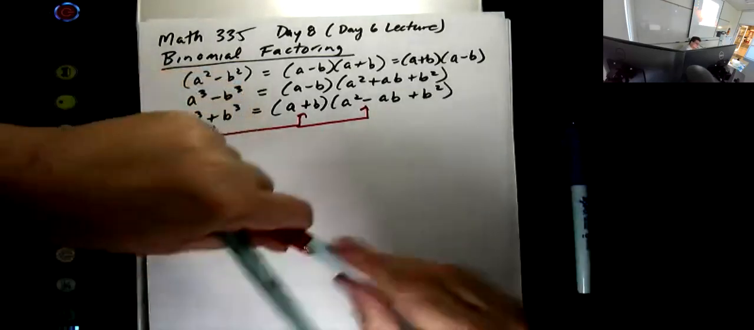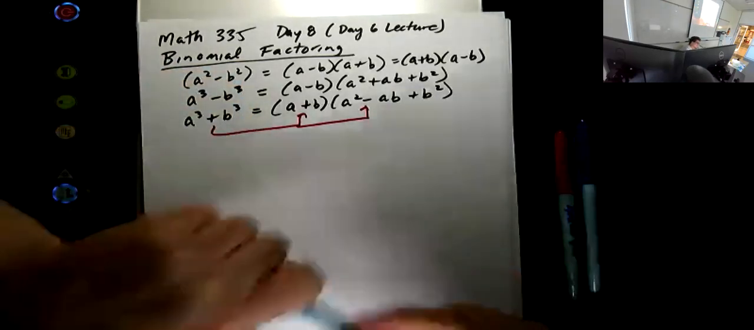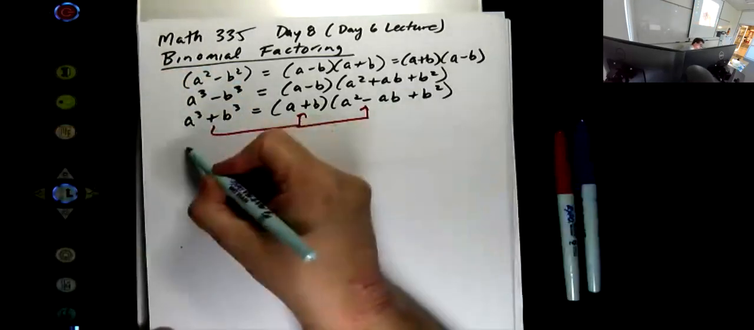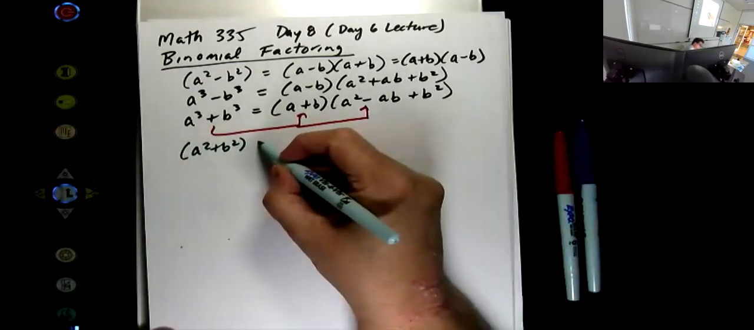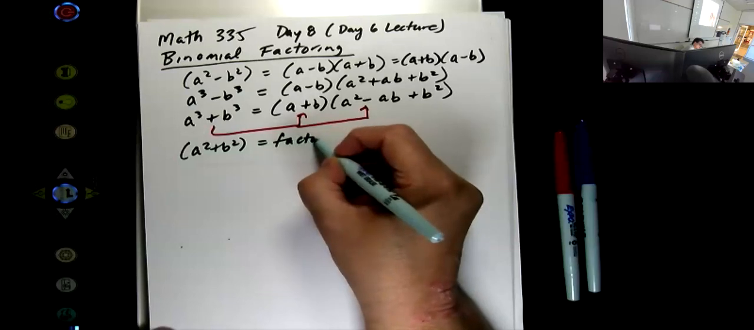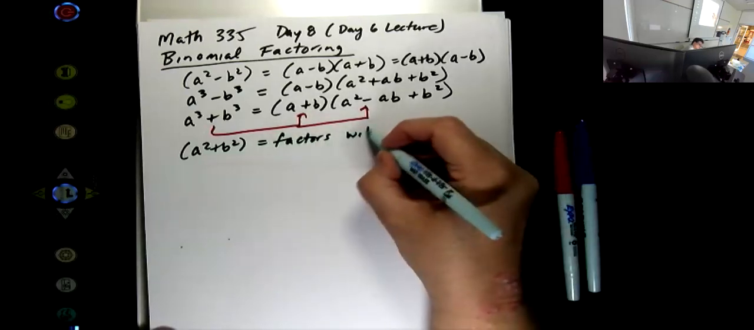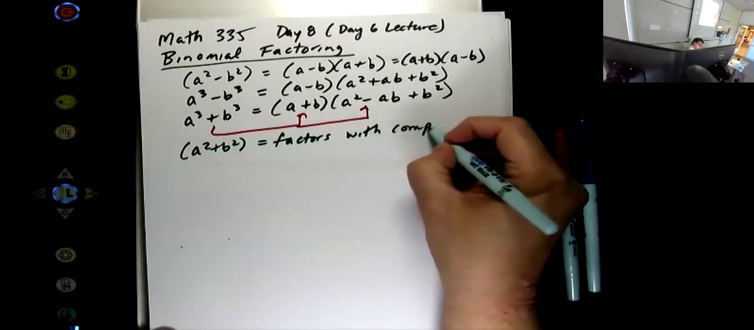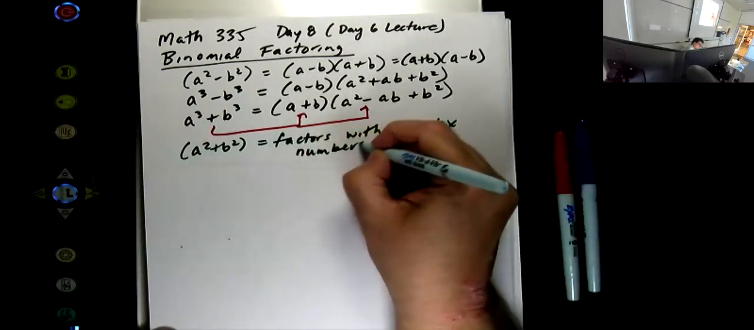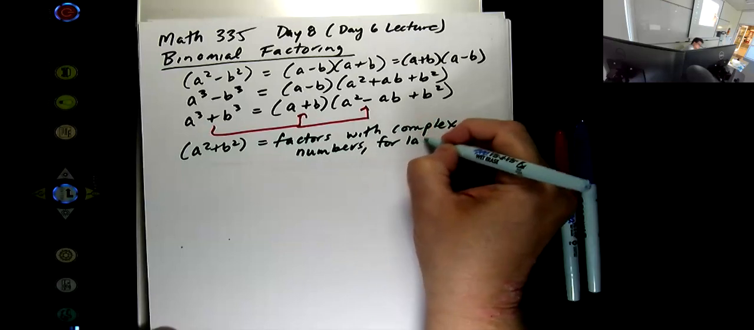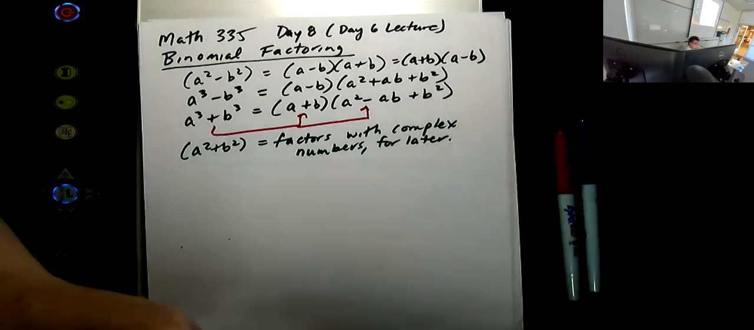When we start having complex numbers, we will see that a squared plus b squared factors later when we do complex numbers. But that's for later. So that's just a reminder of the formulas.